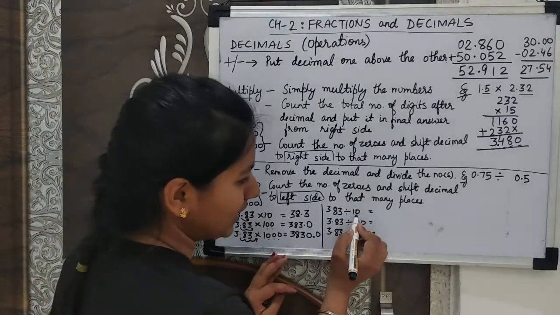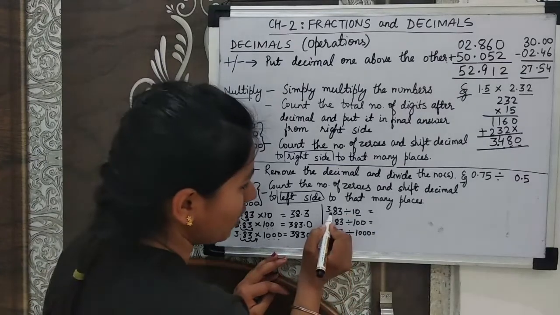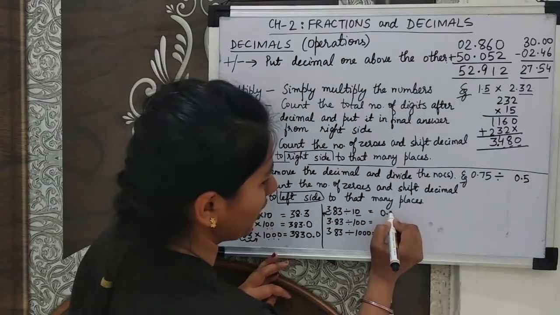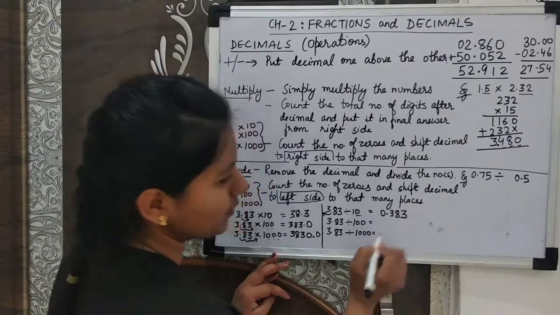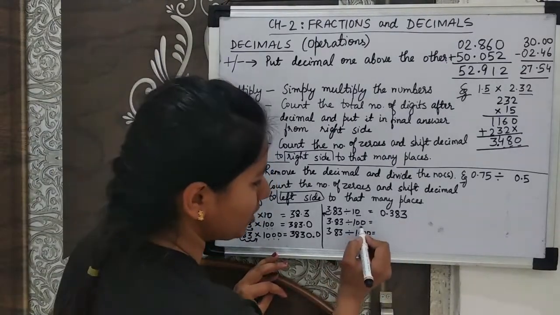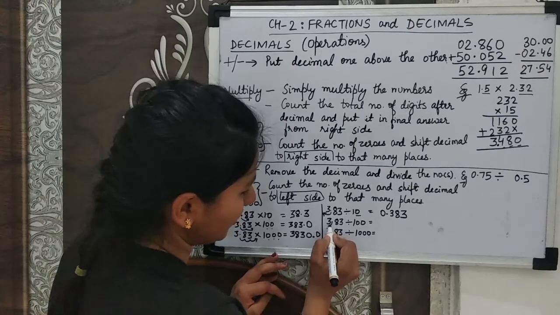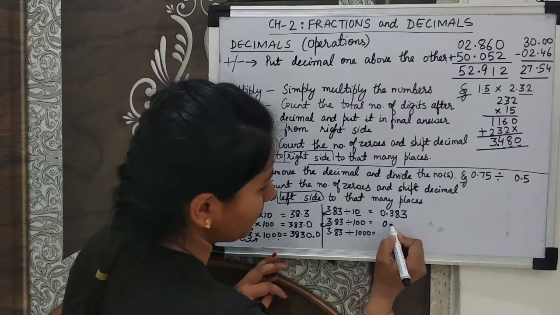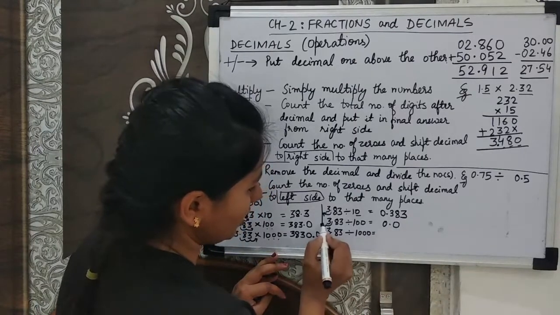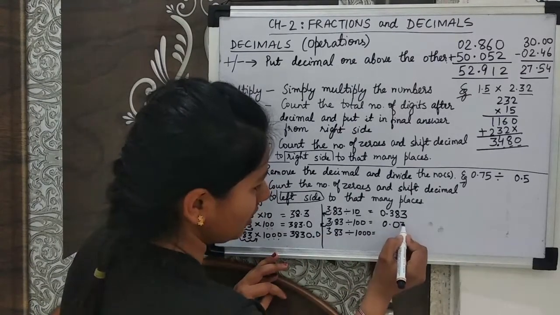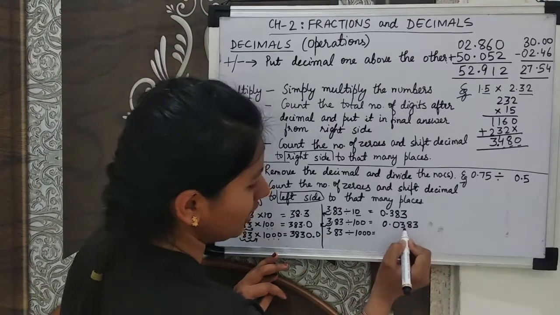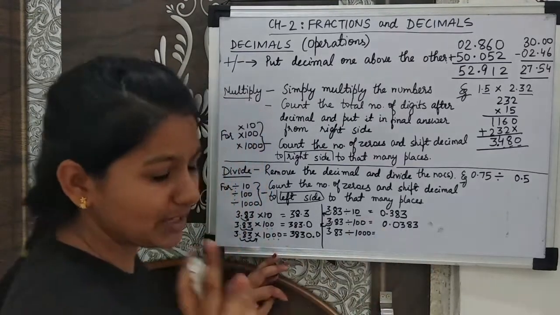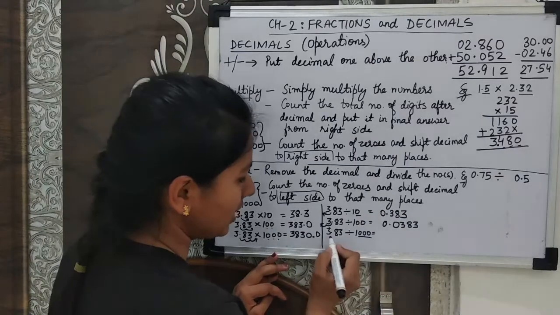Like when divided by 10, how many zeros? 1 zero. So left one place shifting. It will be 0.383. Now how many zeros? 2 zeros. So 2 place shifting. This is 1 and this is 2. Second place will be filled by 0. This place is filled by 0. Then 383. Decimal has come from this place to this. 2 places shifting is there. Now if it is 3 zeros.